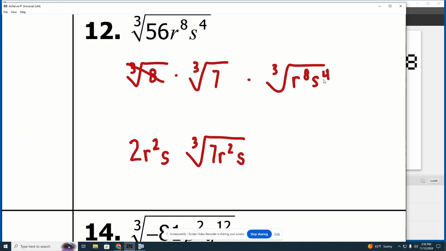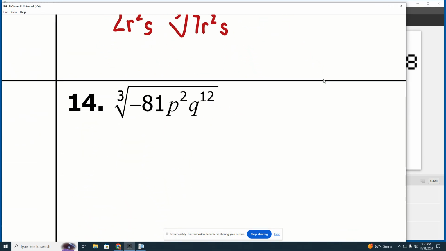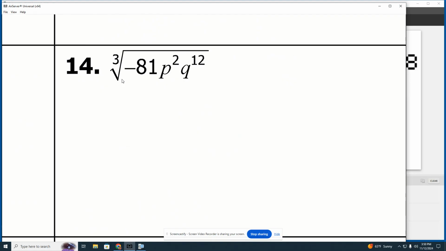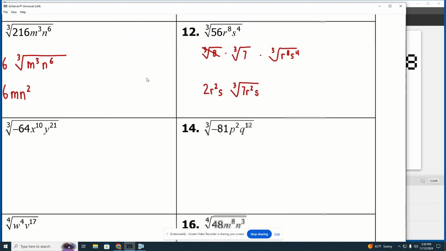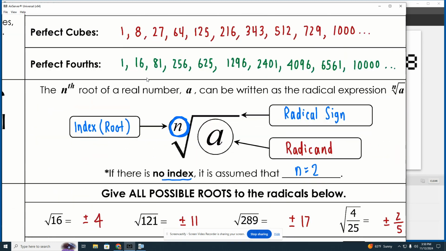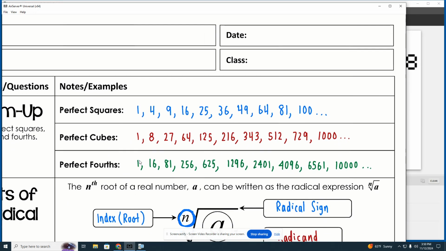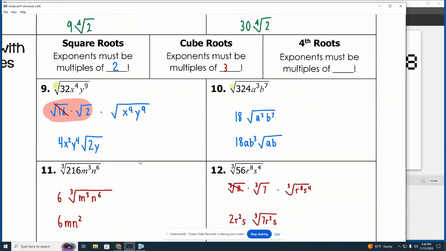All right? Let's look at number 14 right below it. This one's pretty challenging. Again, let's start with the cube root of negative 81. Now, 81 looks like it might be a perfect cube, but it's actually not. If you go up here to your perfect cubes, 81 falls right here. So divide that by 2, that's 40.5. So don't try any perfect cubes above 40.5. So let's start with 27. Will 27 go evenly into 81? Absolutely. 27 does go into 81 3 times.